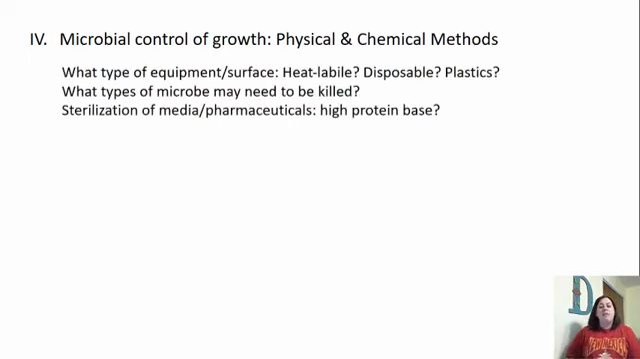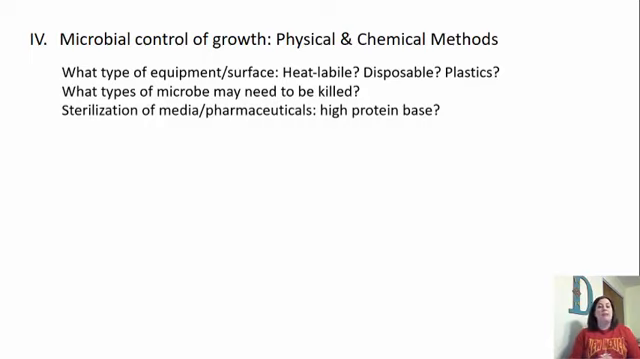All right, what type of equipment or surface are you dealing with? This is going to help us decide whether we need to use something that's physical or chemical. Is it heat labile? Can you actually heat it? Some stuff cannot be heated up, like plastics. You can't heat that up too high, otherwise they'll start to melt. Is it disposable? Again, is it a type of plastic? Is it a metal? What type of microbe may need to be killed?